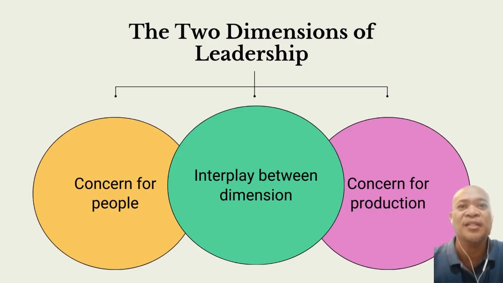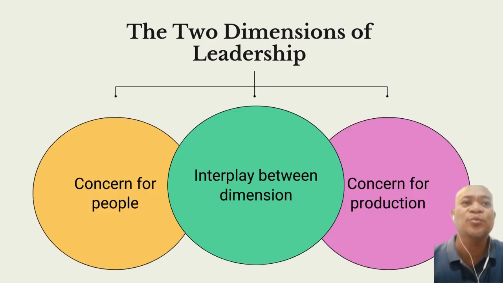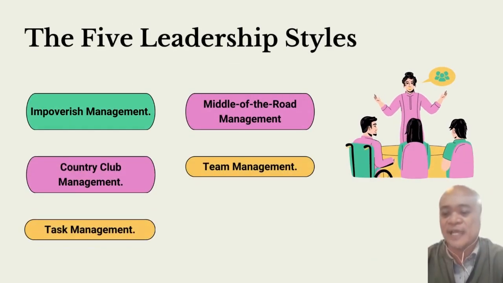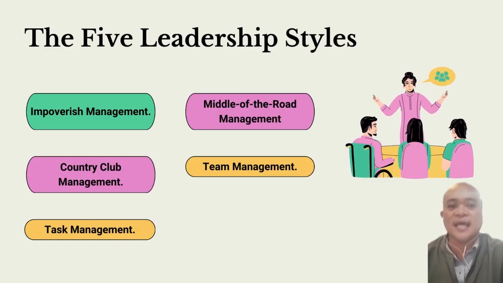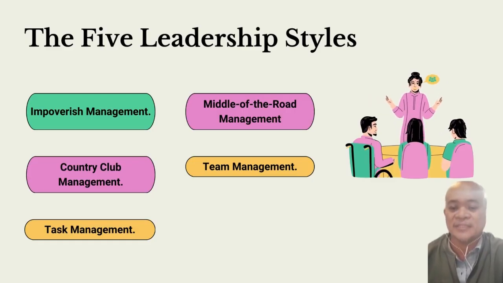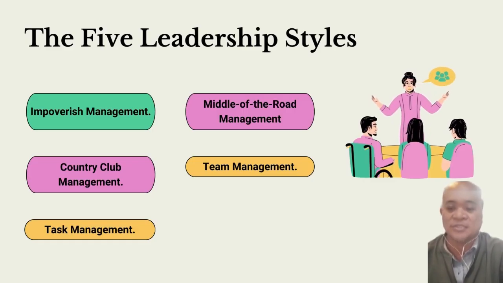fosters a collaborative environment, while a strong focus on production aligns efforts towards meeting organizational goals. Mastering the interplay of these dimensions is key to cultivating a productive and harmonious workplace. It outlines five distinct leadership styles, each underscored by different balances of concern for people and production.